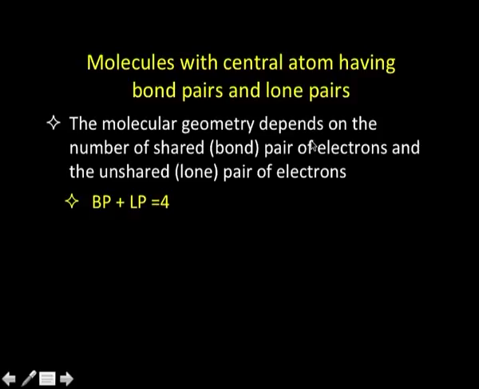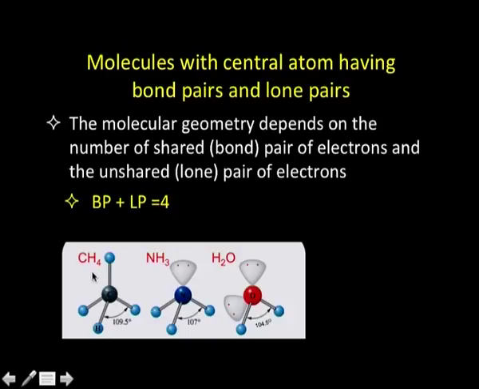So let's take examples here. Let's take the first case. As I just mentioned, the molecular geometry will depend on the number of shared bond pairs of electrons and also the unshared or lone pairs of electrons. Let me take the case when the number of bond pairs and lone pairs put together happens to be 4. I am taking 3 different species here, say CH4, NH3 and H2O.